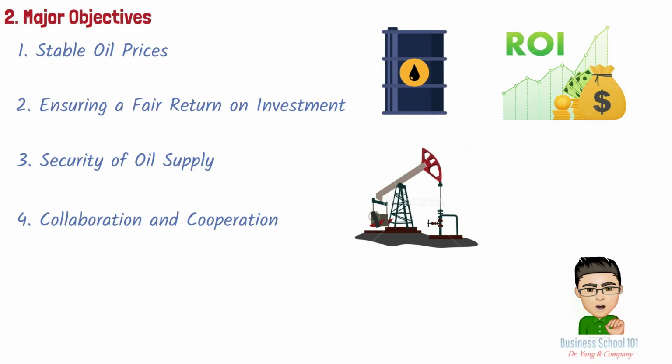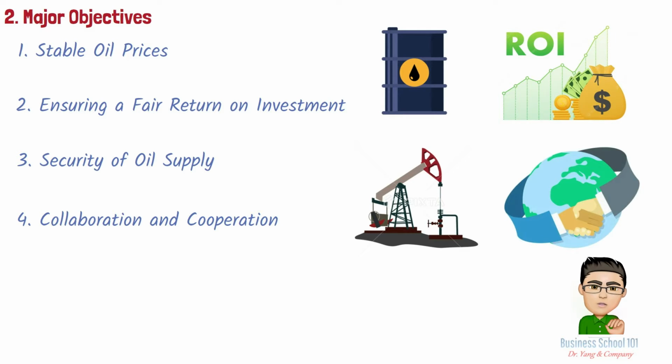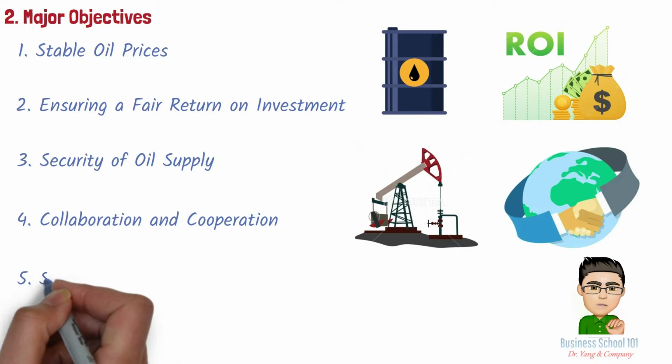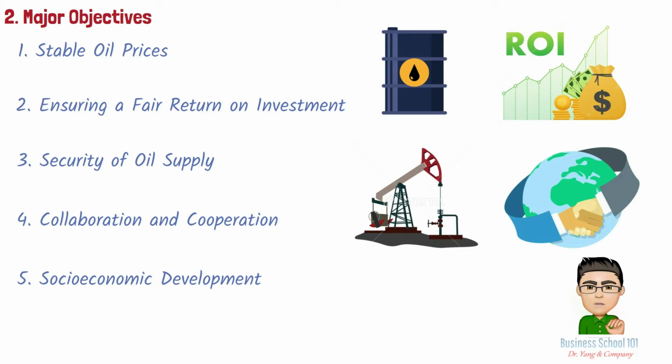4. Collaboration and cooperation. OPEC emphasizes the importance of collaboration and cooperation with other oil-producing nations, both within and outside the organization. OPEC seeks to foster dialogue, understanding, and joint efforts to address common challenges and promote stability in the global energy market.